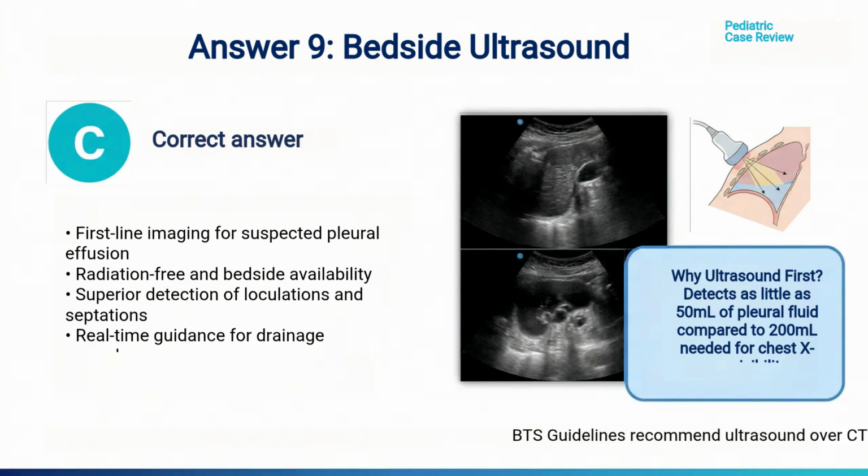Fourth, it can detect as little as 50 milliliters of pleural fluid, compared to approximately 200 milliliters needed for chest X-ray visibility. Fifth, it can differentiate between free-flowing and loculated fluid, guiding management decisions. British Thoracic Society guidelines specifically recommend ultrasound over computed tomography for initial assessment and drainage guidance in pediatric pleural effusion. Computed tomography should be reserved for cases where ultrasound is inconclusive or when anatomical details are needed.